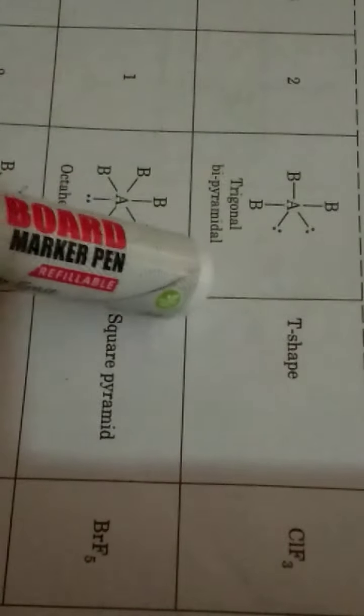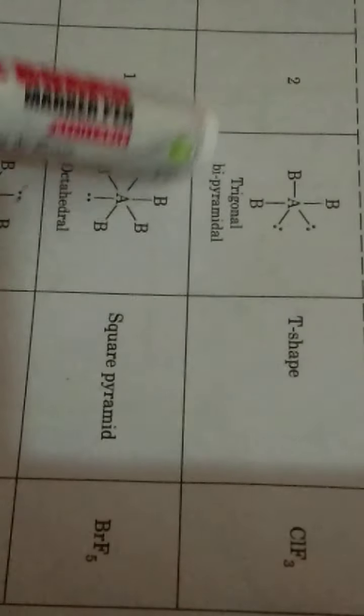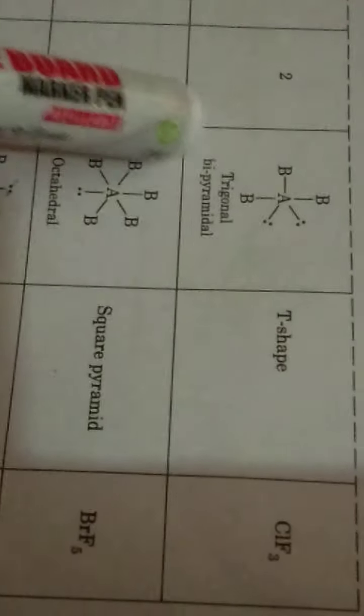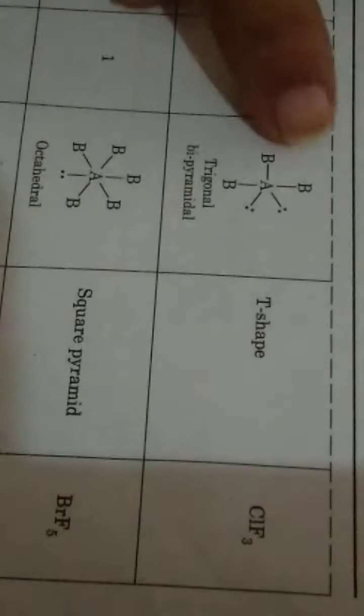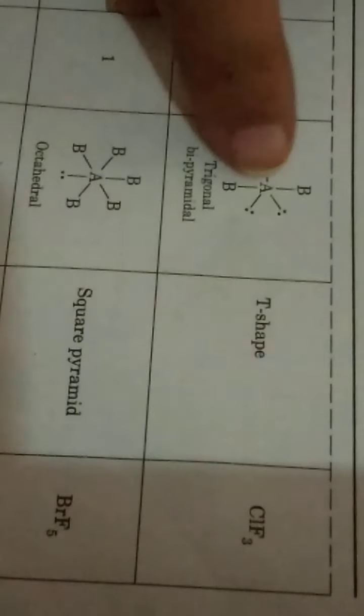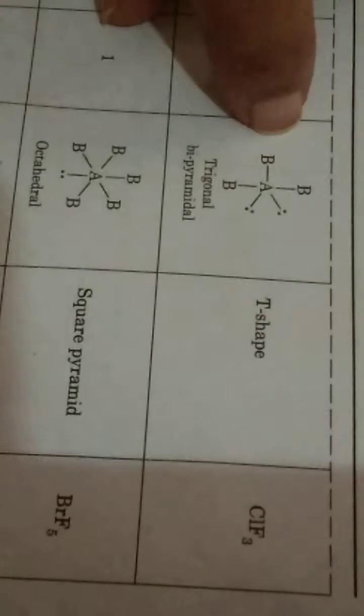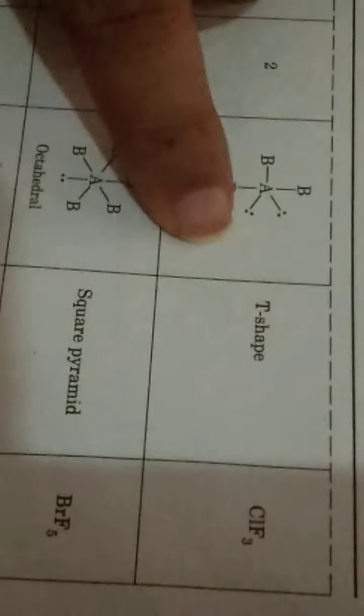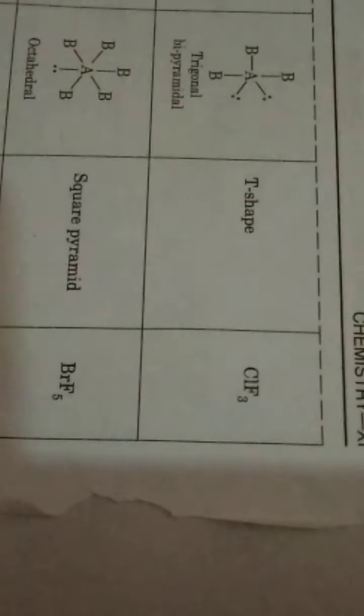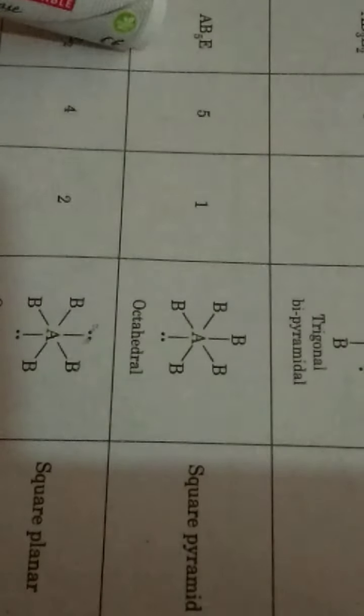So what is the arrangement of electron pairs? Trigonal bipyramidal, and the shape is T shape. You can see, children, it is making a T over here. Okay, this is T. So the shape is T shape. क्या होता है इसका example? In which molecule you can see this shape? ClF3. Okay.